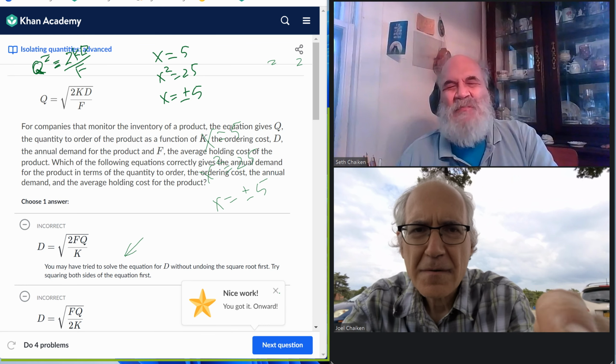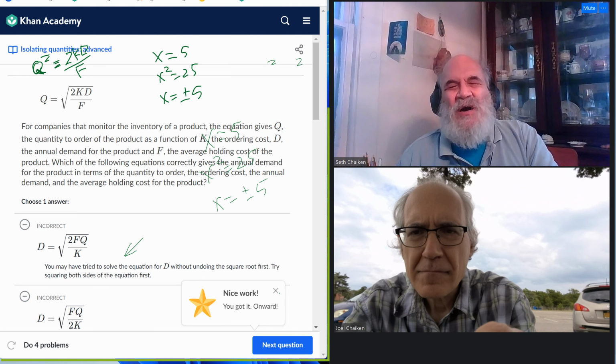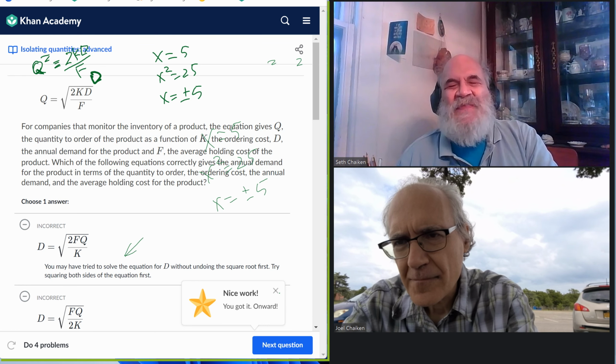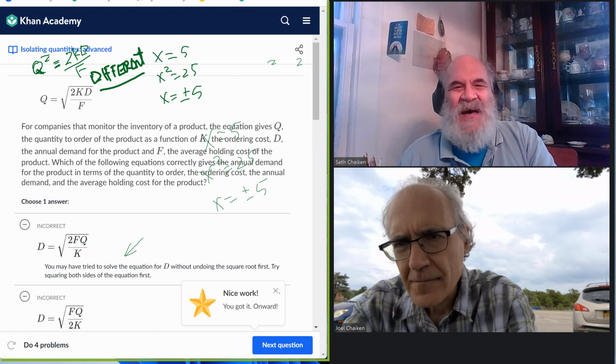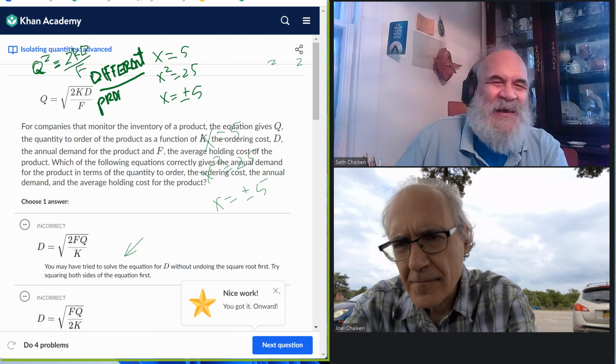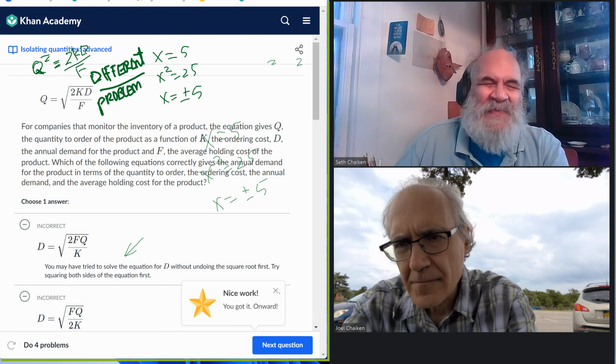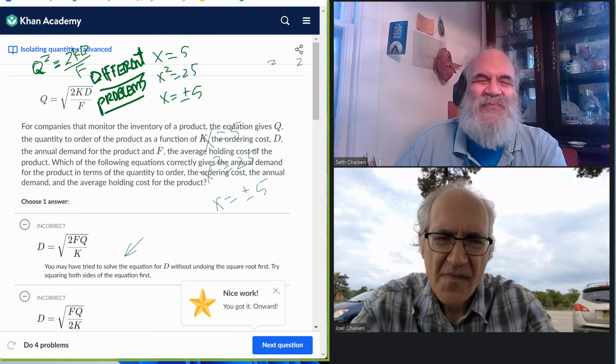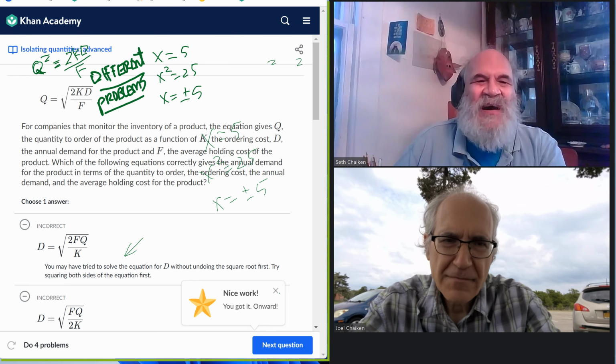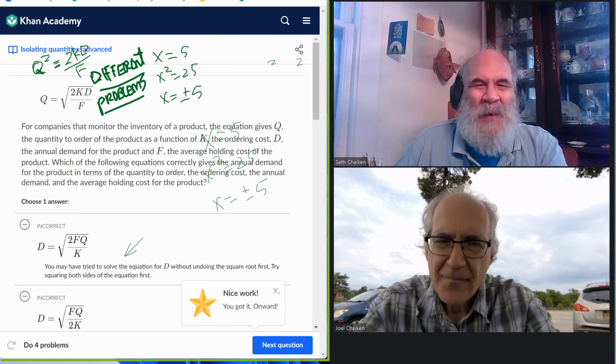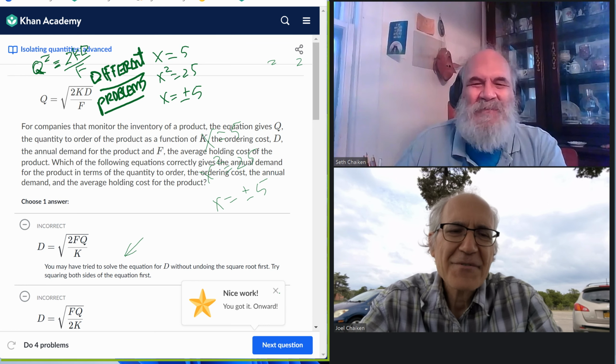So the question is, can there be more than one solution? It means that for given values of Q, K, and F, can there be more than one value of D that satisfies that equation? No, I really realize now.